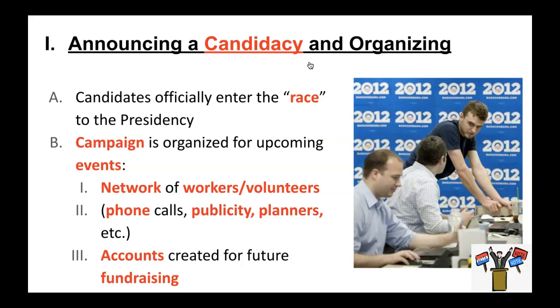The first step here is to announce a candidacy and organization. Many candidates who want to run for president have to launch an exploratory committee first. Candidates officially enter the race to win the presidency. They campaign, and they organize this campaign to be big so that they can, of course, coordinate events. They network and put together a series of workers and volunteers at the federal, state, and local level. And these people make phone calls. They, of course, engage in publicity events. And these planners combine to form different events that broadcast and advertise the candidate's message. They also, of course, account for fundraising.